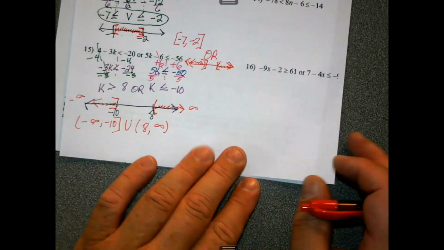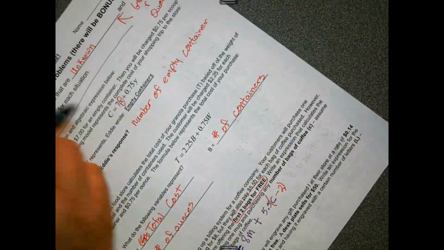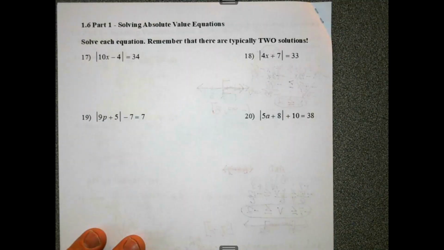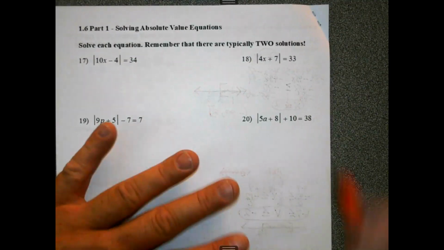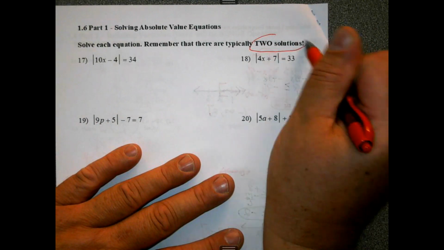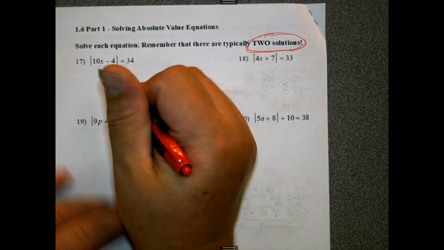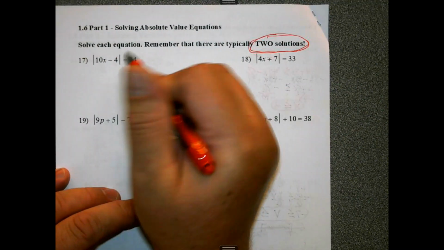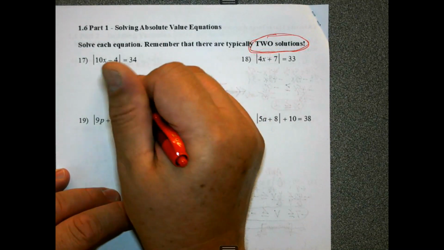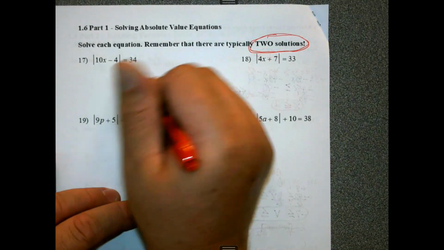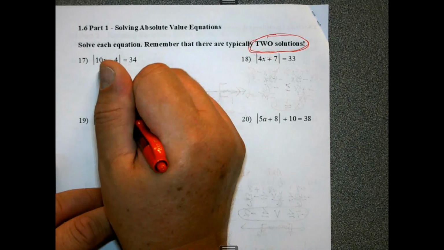And then we did what, 1.6 part 1? Oh, absolute value equations. Okay. We even give you a hint on the quiz. Absolute value, you have to use two problems or two solutions. Now remember, absolute value is distance, and we're trying to figure out where the location points are. So we have to consider both cases.